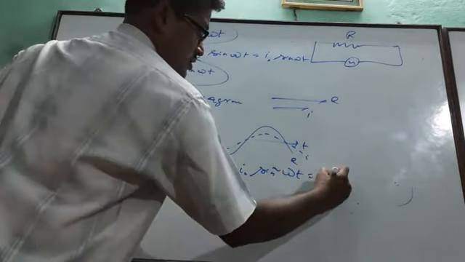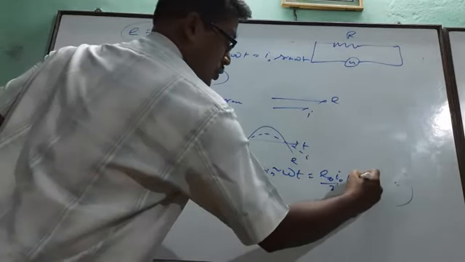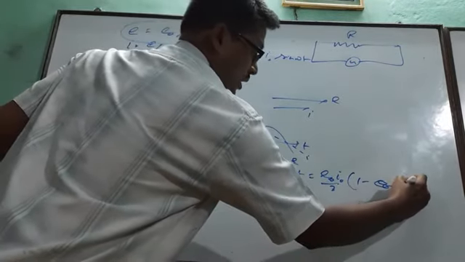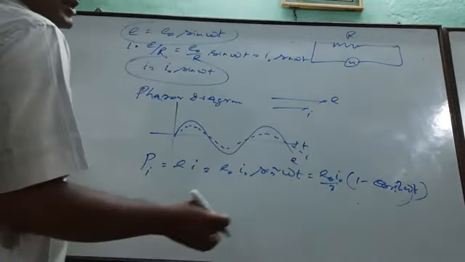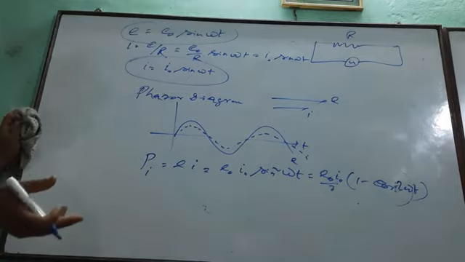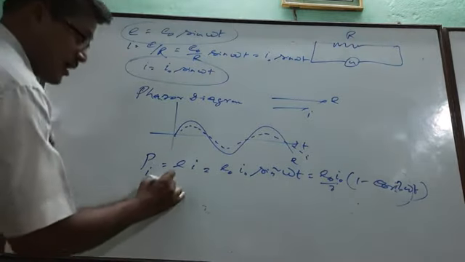And here we can write E0 I0 by 2 into (1 minus cos 2 omega t), since cos 2 omega t can be written as 2 sin square omega t, meaning 1 minus cos 2 omega t. So what is the average?